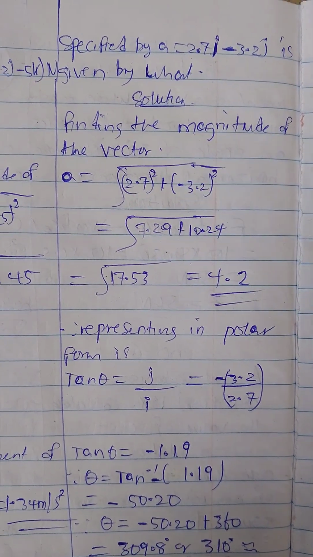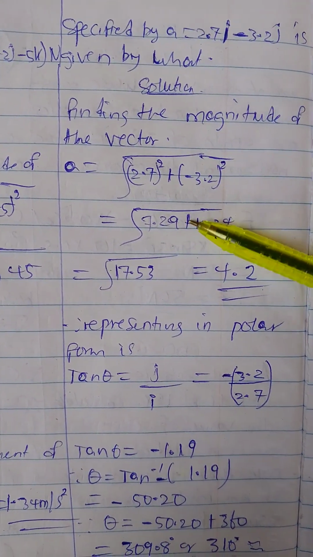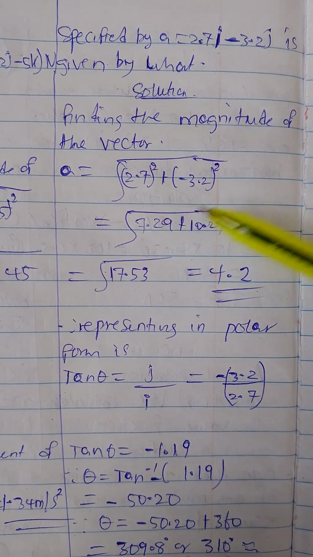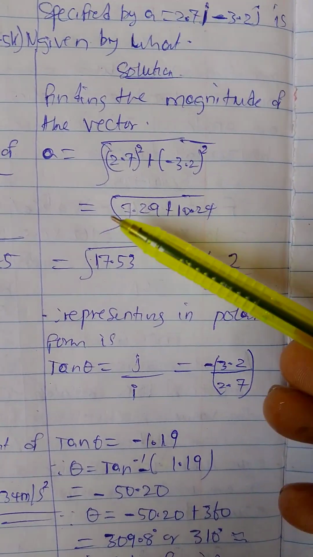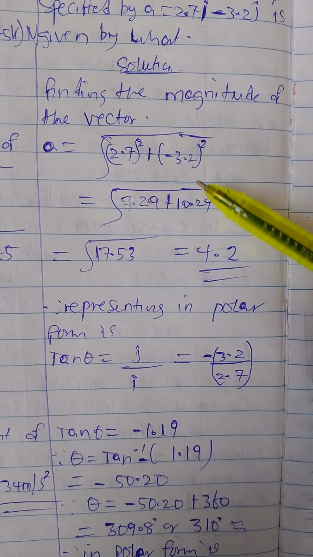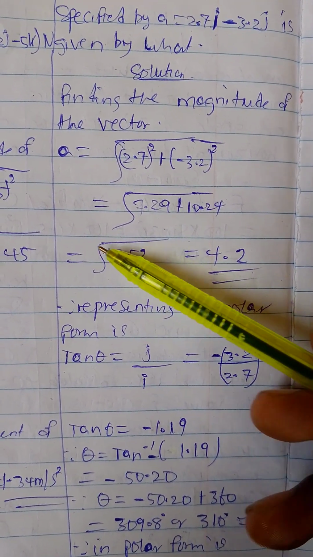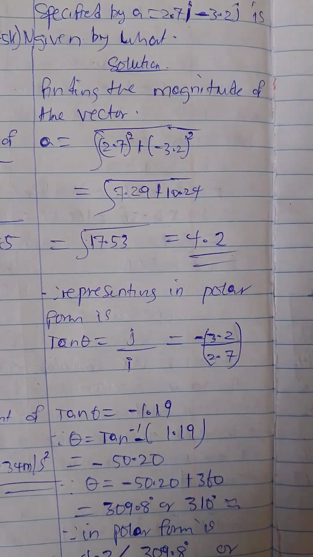We have 2.7 all squared plus my bracket minus 3.2 all squared. So that becomes the square root of 2.7 all squared, which is 7.29, plus minus 3.2 all squared, which is 10.24. So if we sum everything here, that will give 17.53. Now the square root of 17.53 is 4.2.